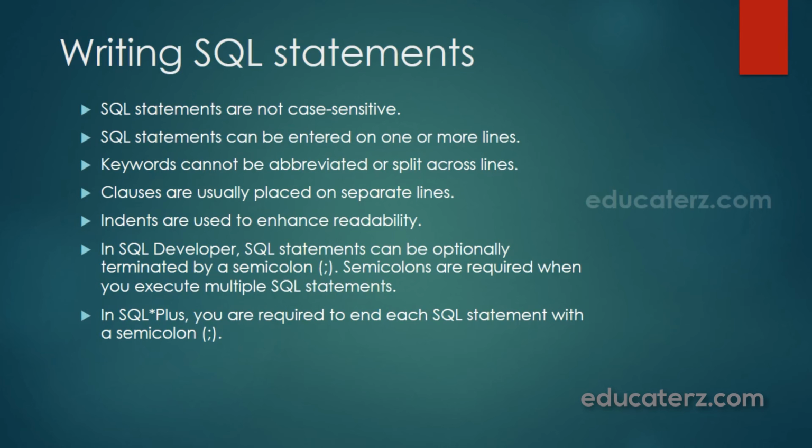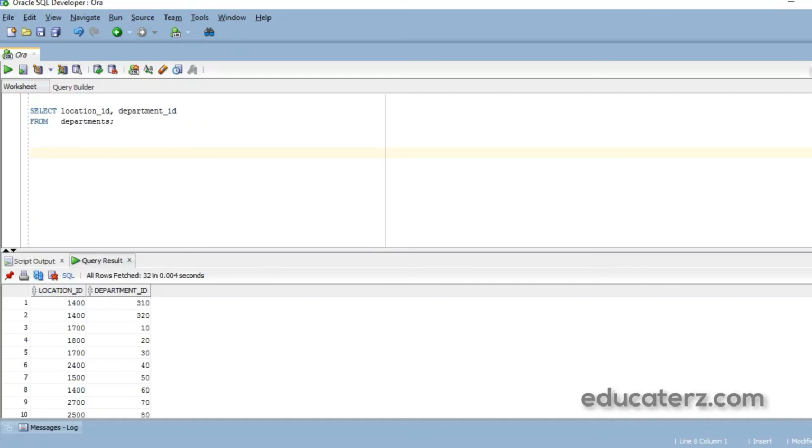Writing SQL statements. There are a few rules to follow when writing SQL statements. SQL statements are not case sensitive. Look at this example. SELECT is written in uppercase, a reserved word. Location ID, the column name, is written in lowercase, and department ID, also a column name, is written in lowercase. FROM, the reserved word, is written in uppercase, and departments is written in lowercase. You can write in any case.